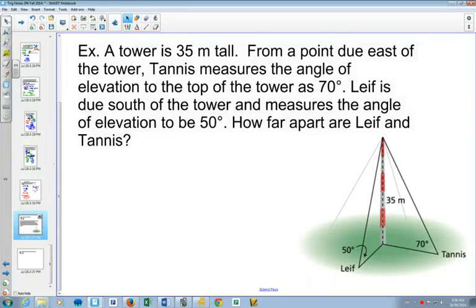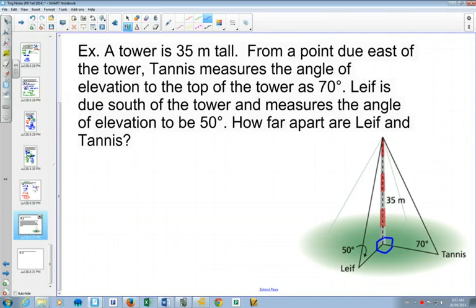So if we're looking at this picture, can you see that this is a right angle here? And even though it's in 3 dimensions, this is a right angle here because it's straight up. And because one person is due east and the other person is due south, can you see that there would be a right angle on the ground there as well?